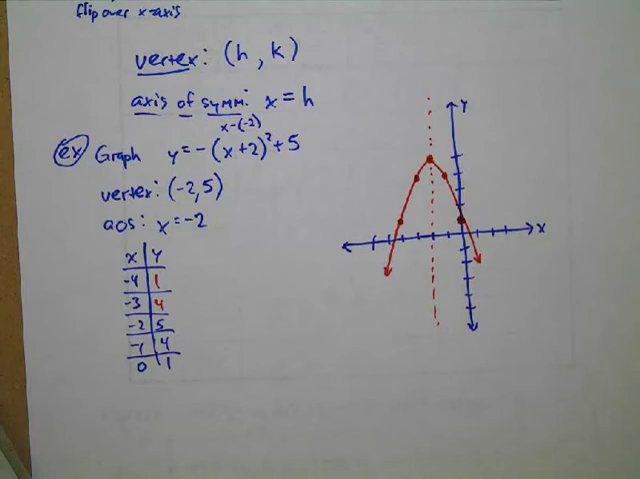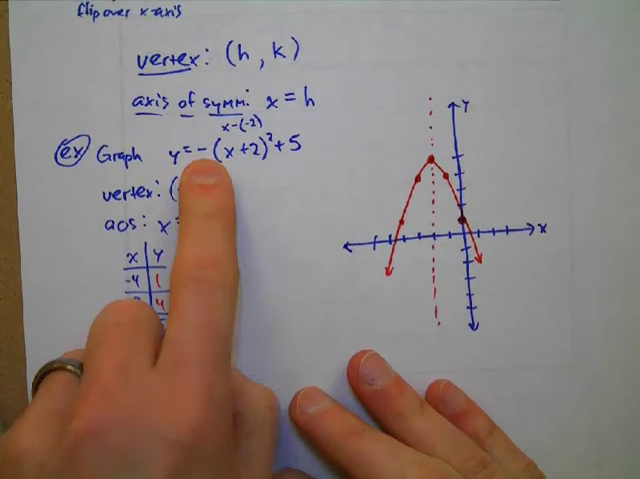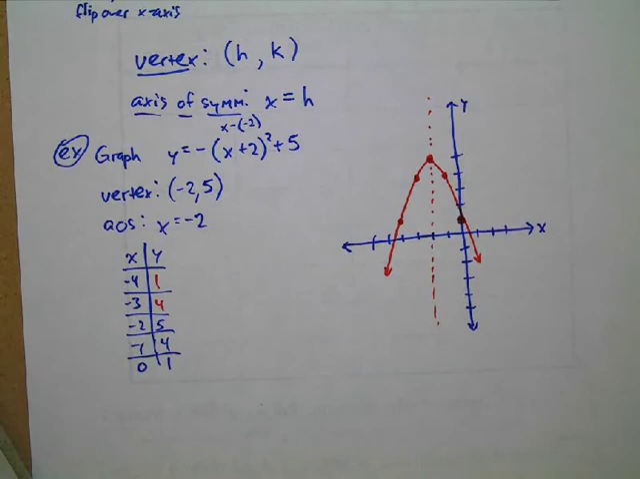Question: can we graph something where a is 1 or negative 1? Can we just count 1 over, 1 over 5? Yes, yes. Right, we can do that. And I'll talk about that here in a second.